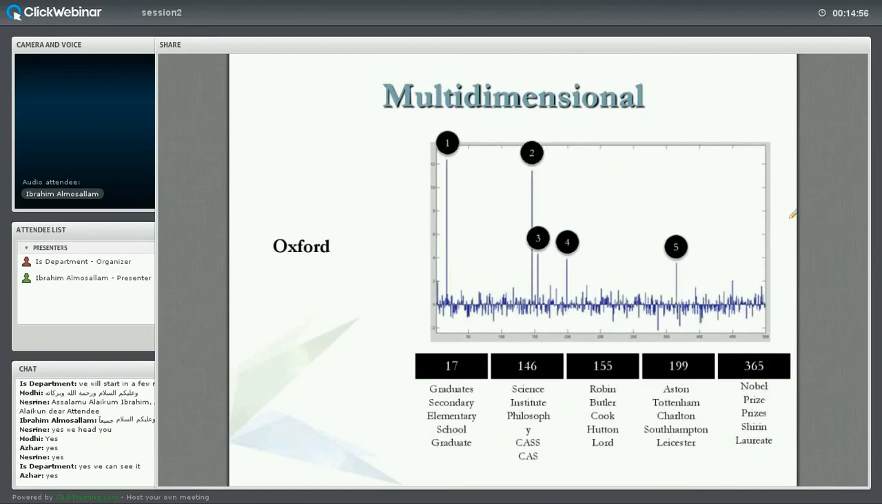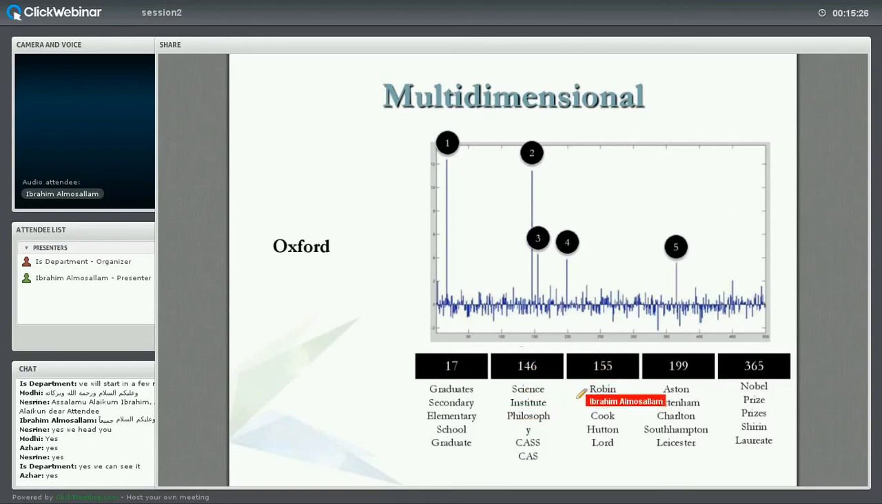Let's zoom in into another word. Say, take the word Oxford. Oxford has these 500 features, 500 values. If you look at the top feature, you sort the words according to it, it was feature number 17. What you get is graduate, secondary, elementary, school, graduate. So this is obvious. Oxford is the university. This is the schoolness of the word Oxford.